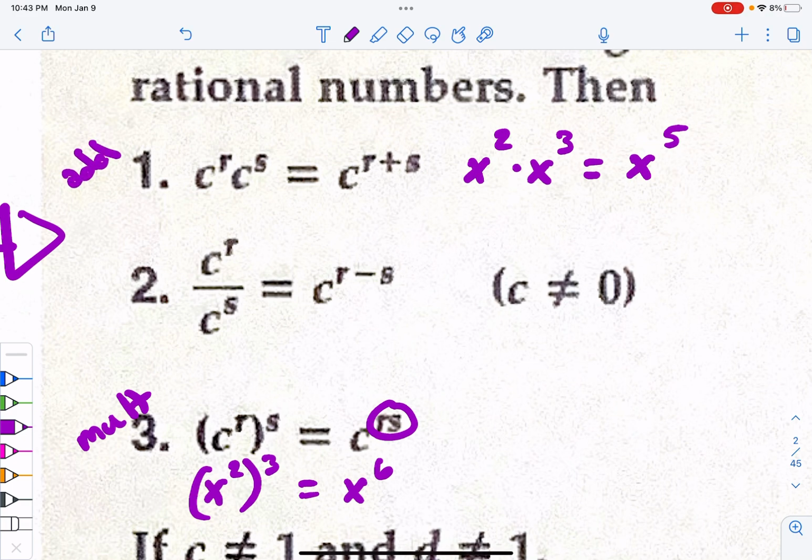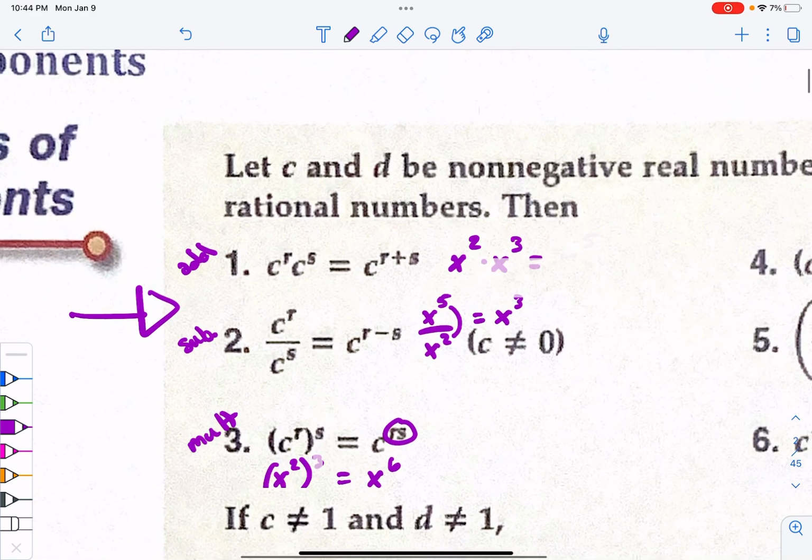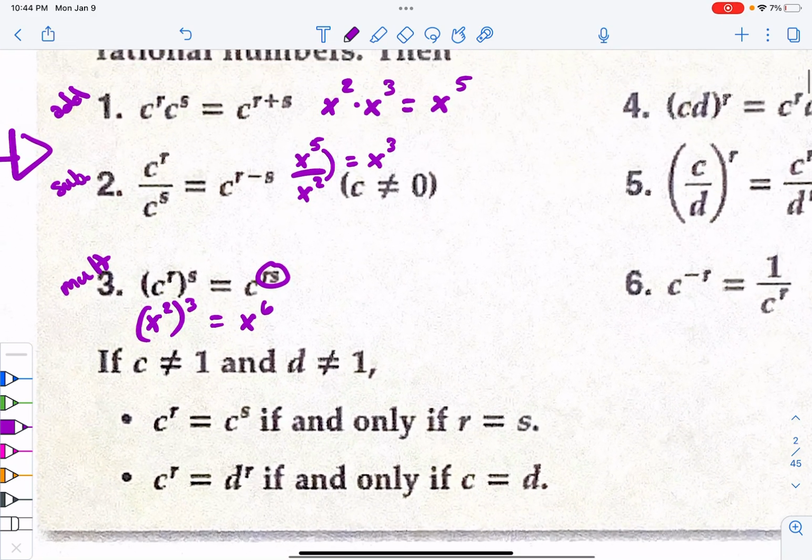When you are dividing, this is when you subtract the exponents, okay? So if I had, let's say, x to the 5th over x to the 2nd, I would subtract those two, and that would be x to the 3rd, right? That makes sense: there's 2 on the bottom, 5 on the top, then that means I have 3 because 5 minus 2 is 3. And that's how that works. So subtracting those, that's the rule for that one, okay?